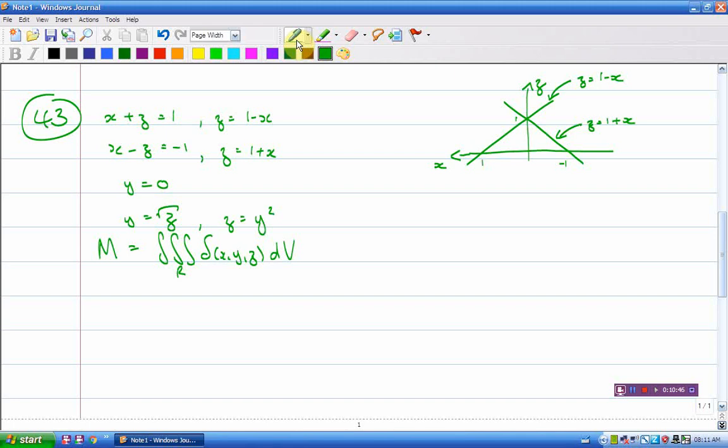I was flipping through trying to find an example. You will find rho used as density in triple integrals. This particular one, I use delta. Sometimes you'll find sigma as well.